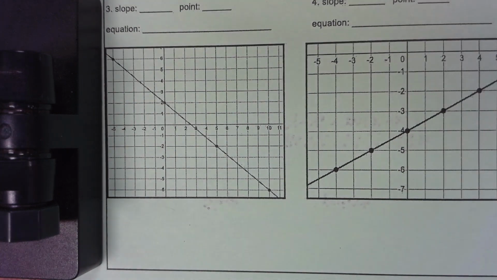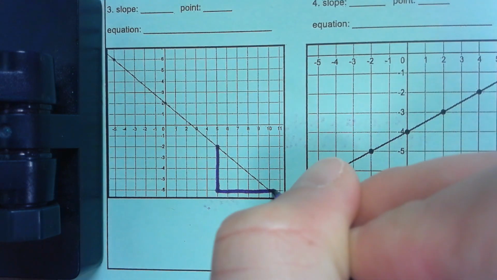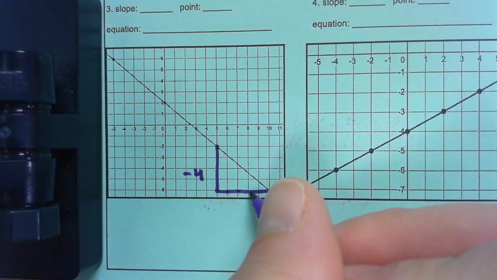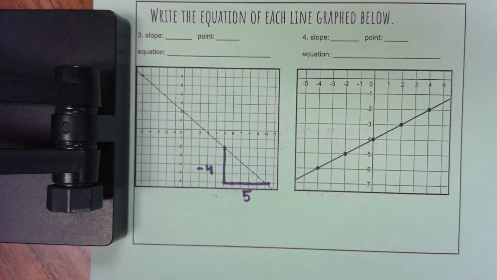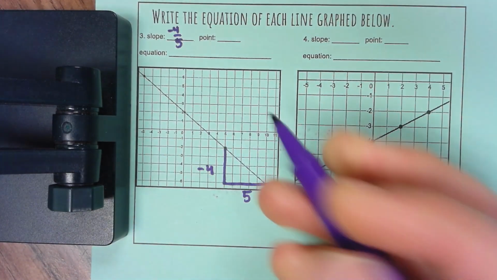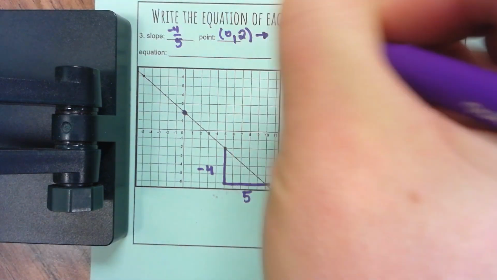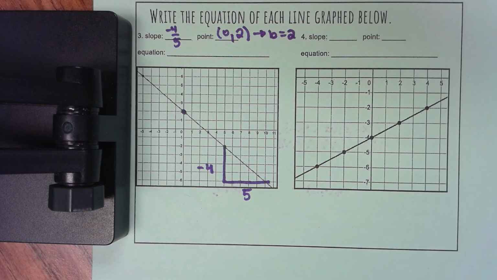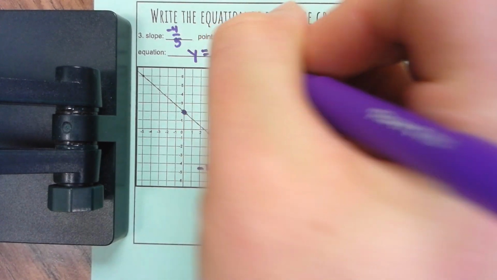So for this graph, let's at least find the slope. That's one of the easier things to do. I'm having to go down 1, 2, 3, 4. And I'm having to go over 1, 2, 3, 4, 5. That is definitely a negative slope line. So my rise over run is negative 4/5. And the point is 0, 2, which tells me that b equals 2 in mx plus b. So this equation is y equals negative 4/5 x plus 2.